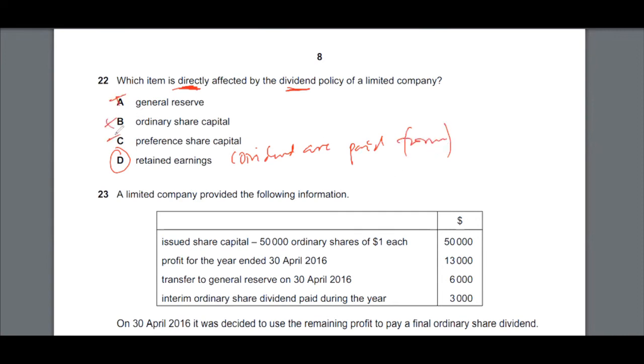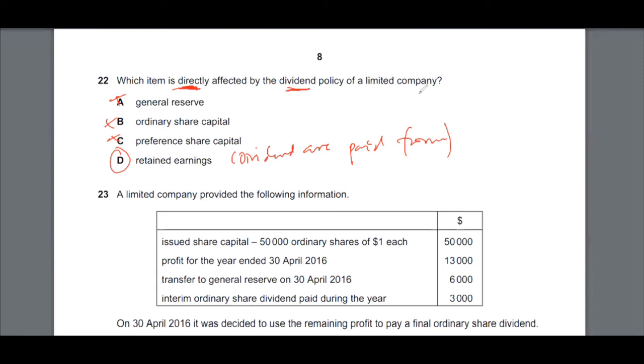All these other items are actually irrelevant. For ordinary share capital and preference share capital, of course, the amount of dividend will be affected. If there is an increase in the number of shares issued for ordinary or preference share capital, then it might impact the amount of dividend, but it's not impacting the dividend policy. Dividend policy is different than the amount of dividend paid. So dividend policy directly will impact the retained earnings, because retained earnings are used to pay dividends.